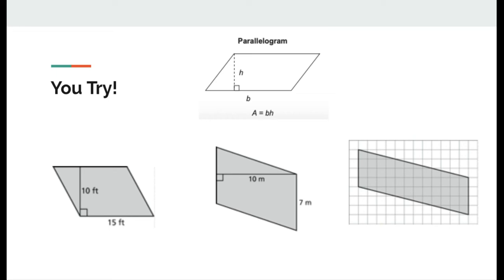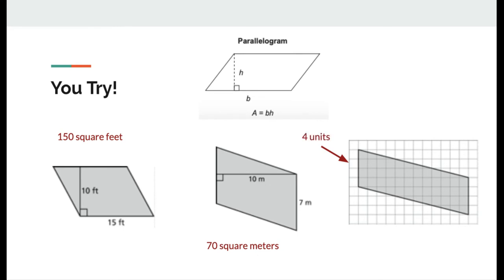Okay, now that you've tried to find the area of these three parallelograms, I'm going to share with you the answers. So the first one is 150 square feet, 70 square meters for the second one. And this one was a little bit trickier because you had to use the grid to find the base and the height of that parallelogram.